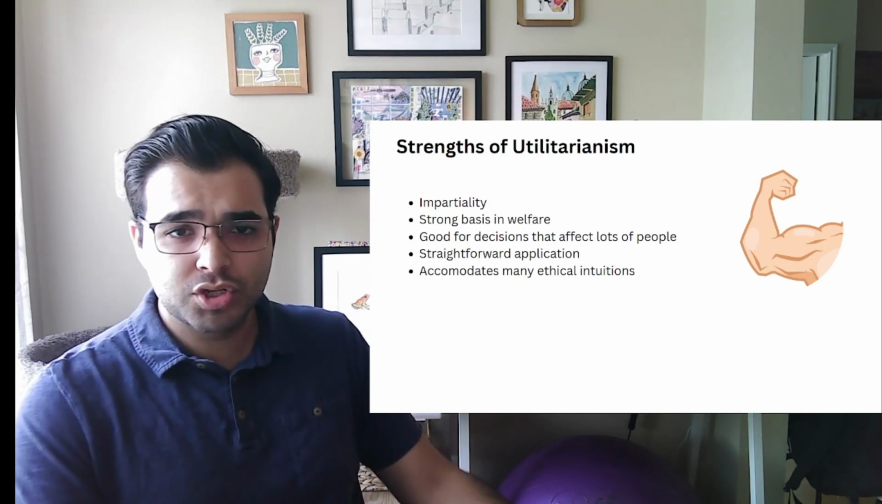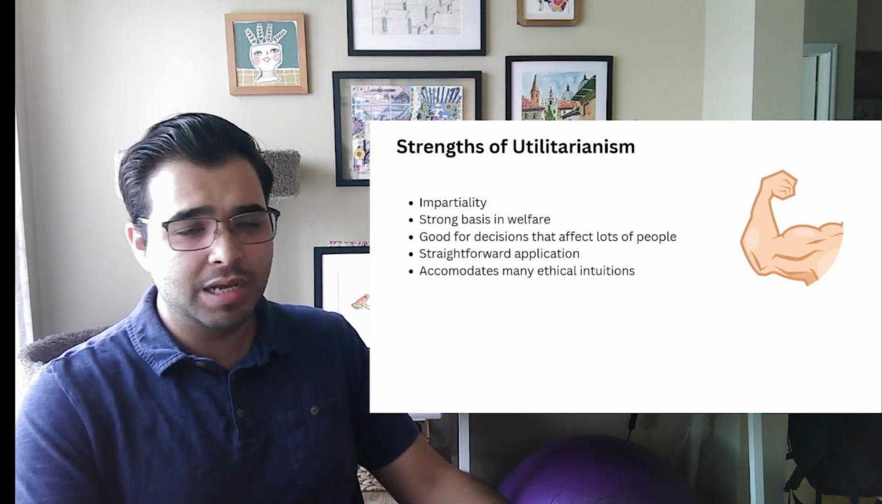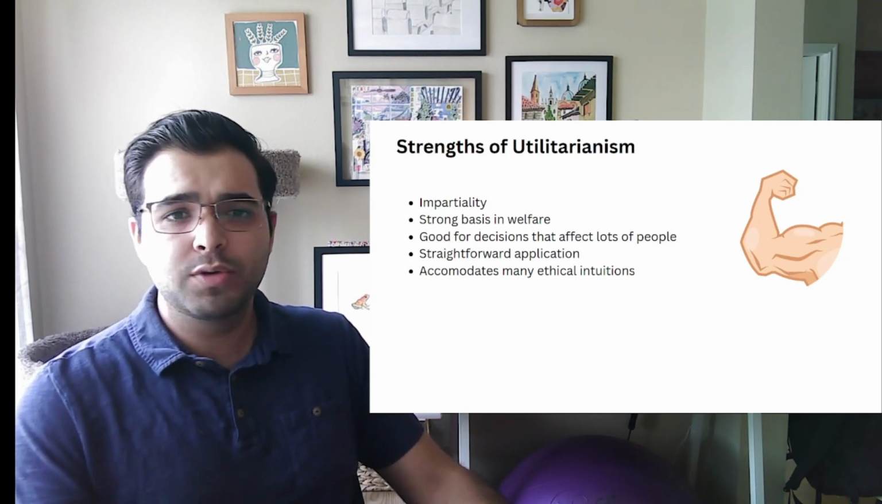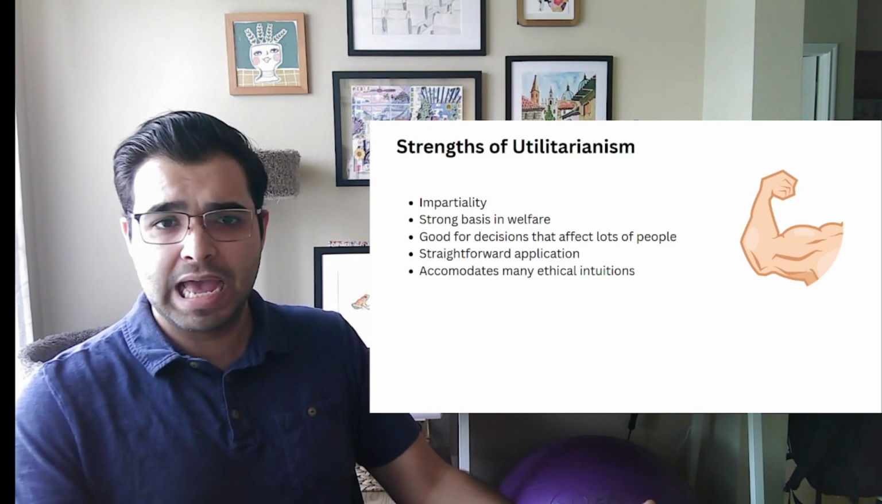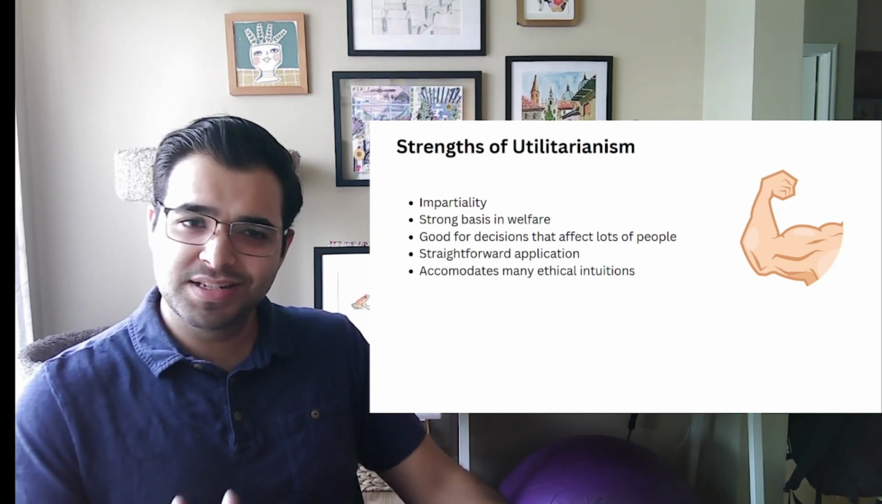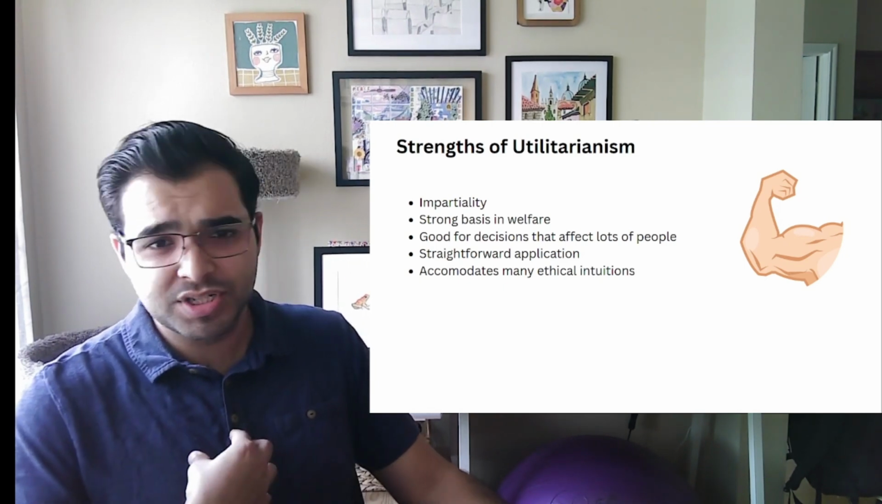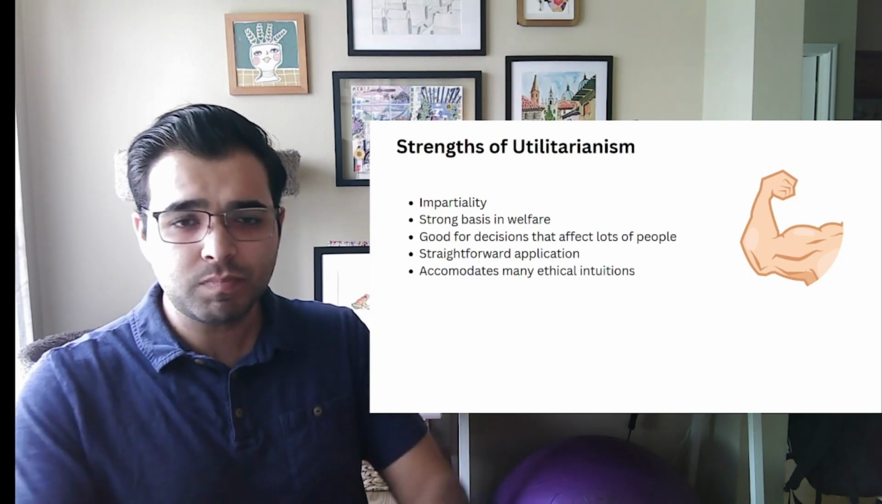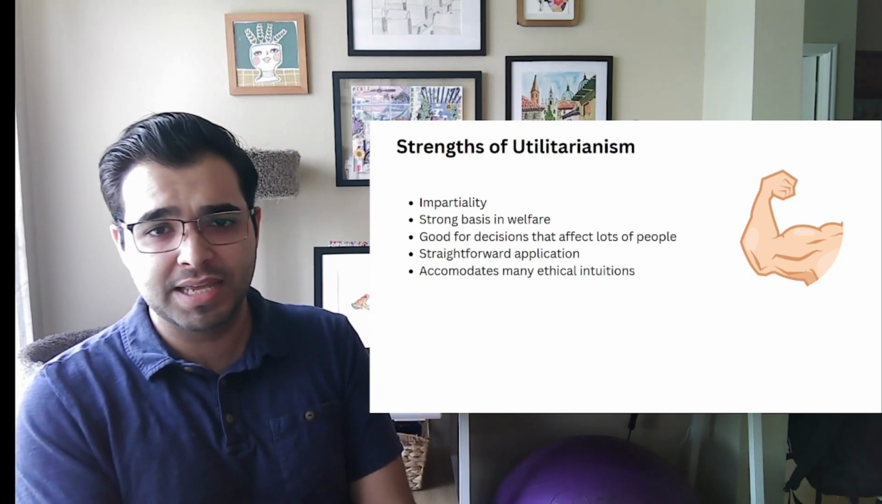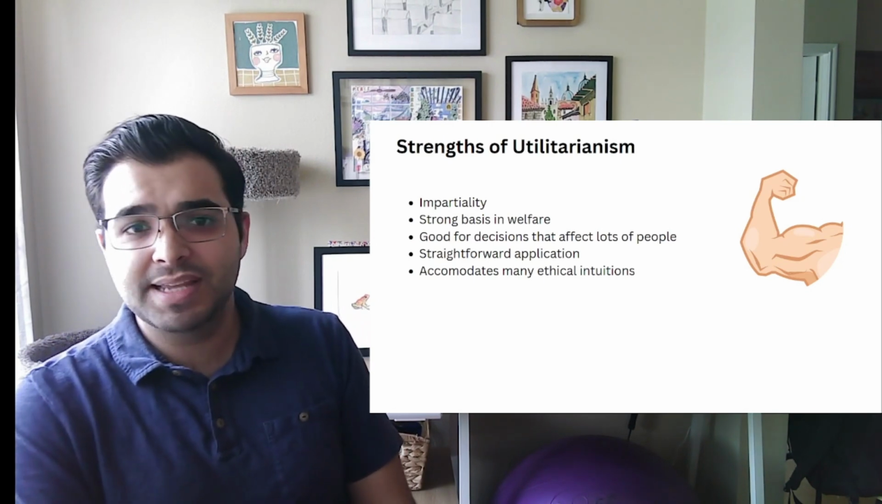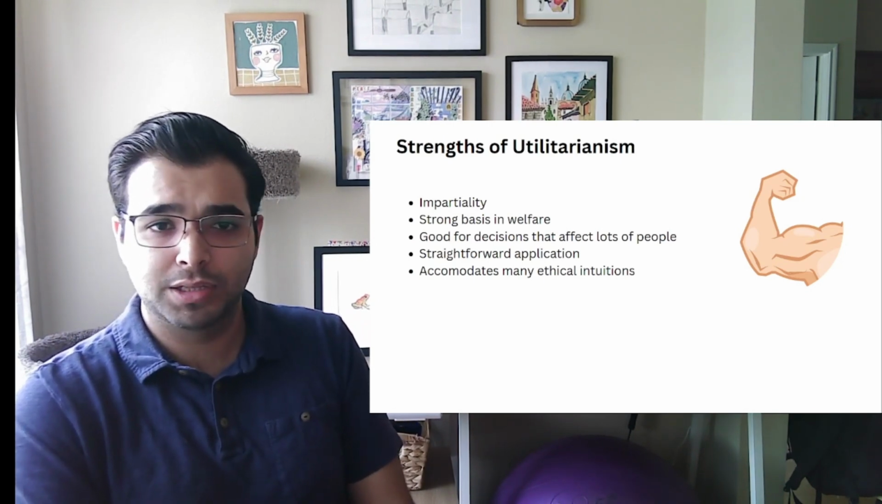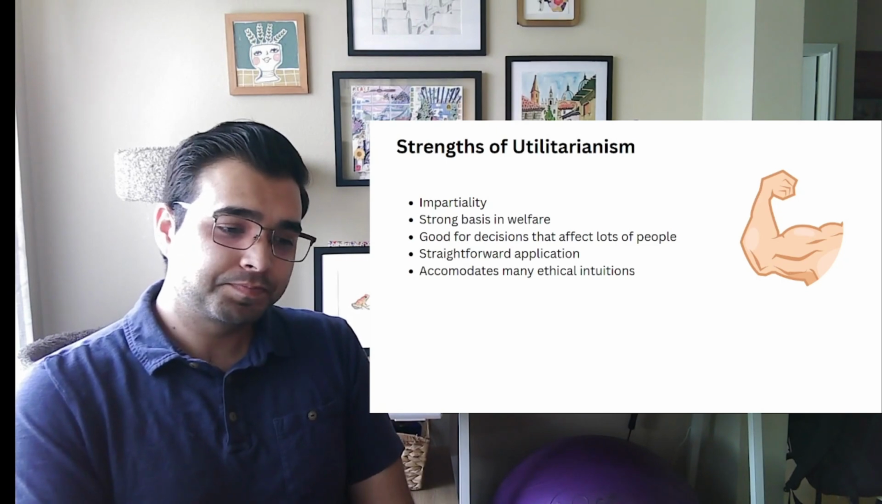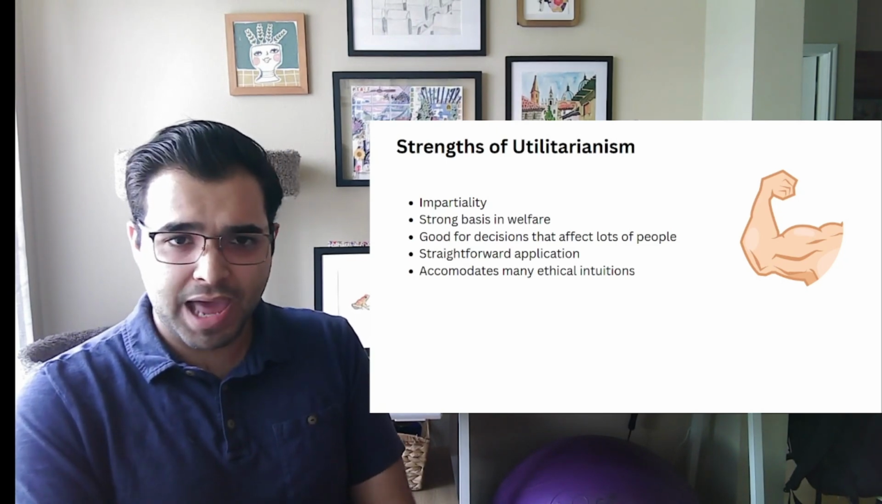Utilitarianism also has a strong basis in welfare, right? At some level, we can all agree, why do we do what we do? Because we want to be happy, right? And because that intuition is so core to our understanding of the world, and because we can see that in utilitarianism, that provides it with a strong basis. Utilitarianism is excellent for making decisions that affect lots of people, right? Because it is somewhat mathematical in nature.